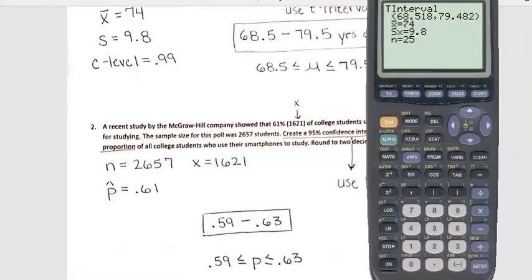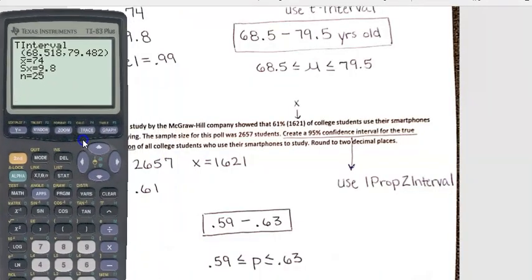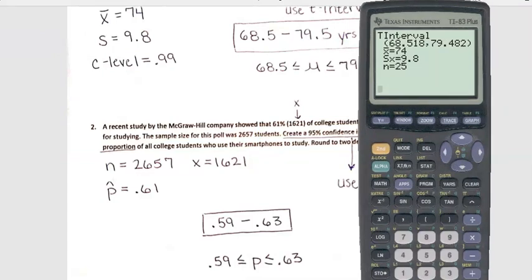And so the important numbers here are the sample size and the X value, so how many people actually did say yes, that they do use their phones for studying. And then the p hat, if we needed it, like if we were doing this by hand, is 0.61, right? That's the 61%. So in the calculator, let me move this over here.